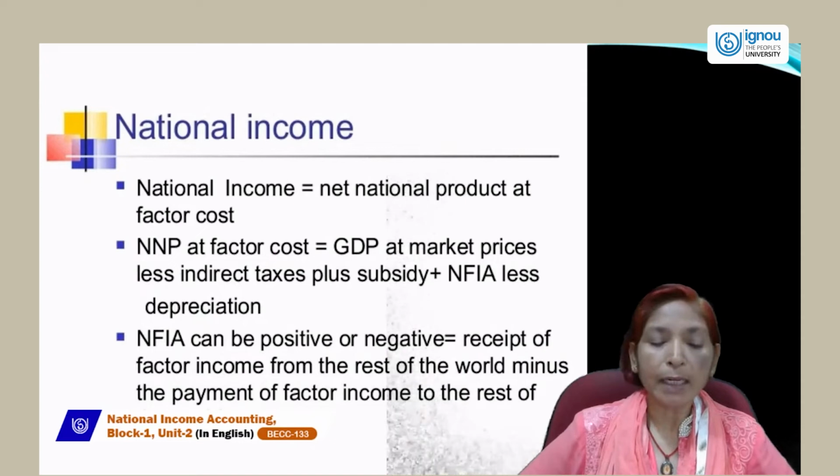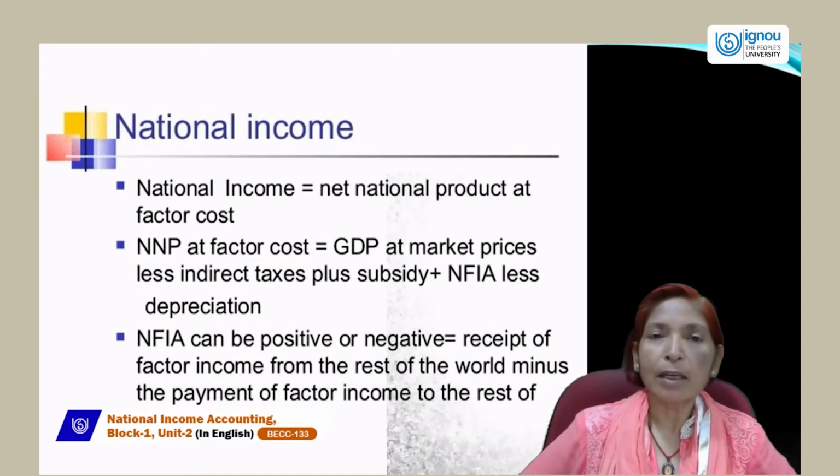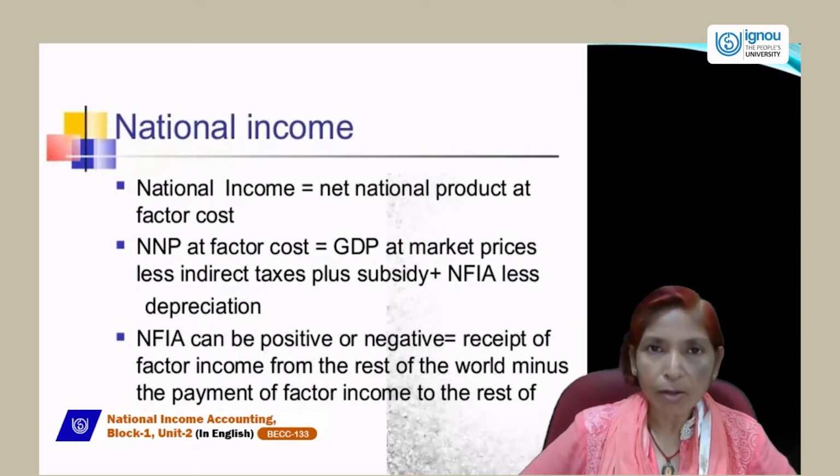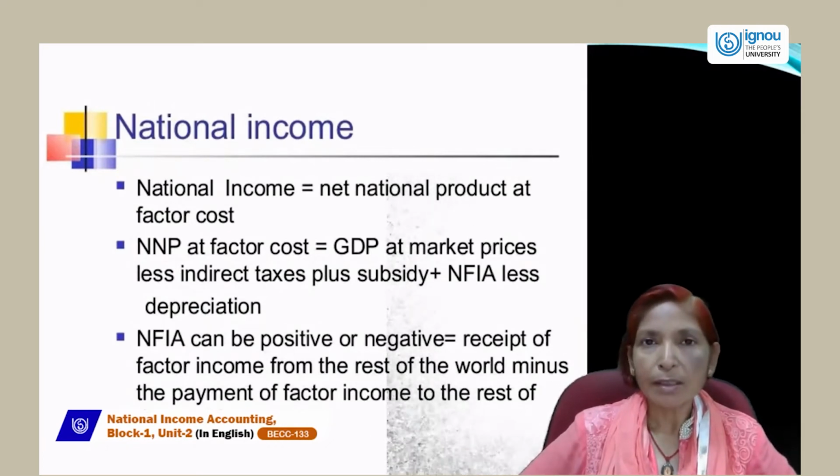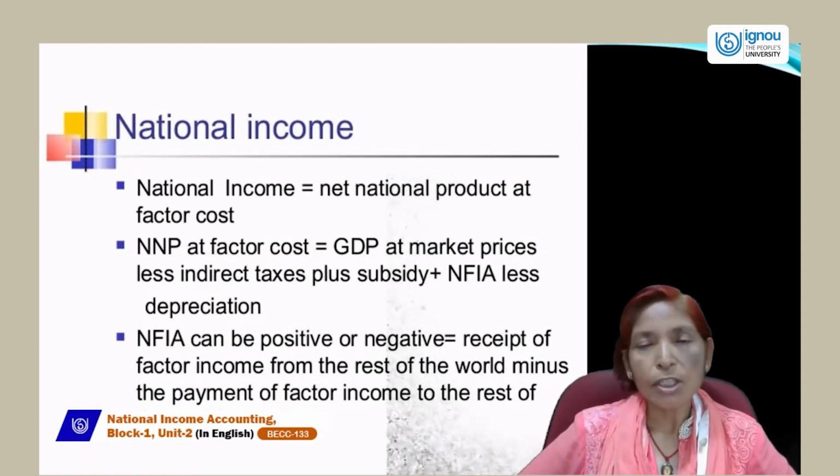If market price includes NIT, and we want to convert it into factor cost, then we must deduct NIT from GDP at MP. Then we can get GDP at FC.